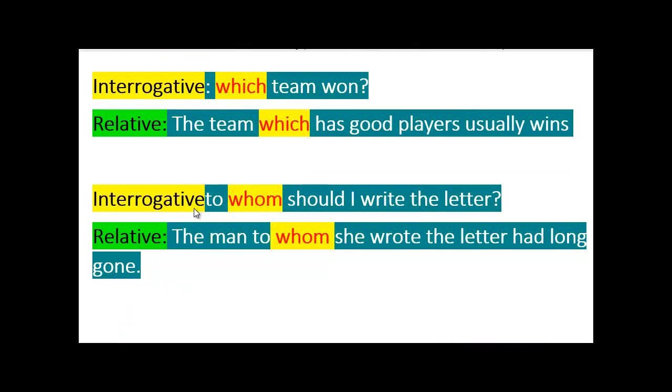Another one for object: to whom should I write the letter? The direct question. If it's relative: the man to whom she wrote the letter had long gone, left or died. So here it's interrogative and here it's relative. I hope this example is clear now. So a direct question is different from mentioning some information about the subject to make it a relative.